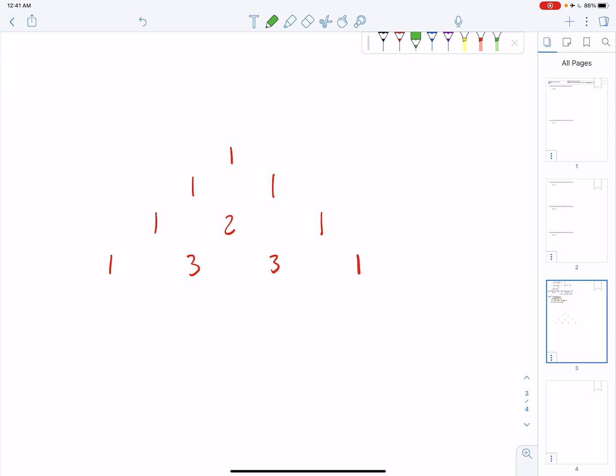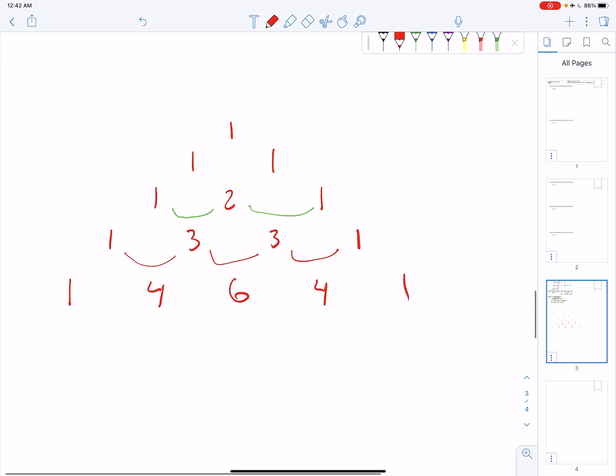So 1 plus 2 is 3, right? 2 plus 1 is 3. So you guessed it, I believe. You always start with 1 and end with 1, by the way. So this next one would be 1, and then 1 plus 3 is 4. 3 plus 3 is 6. 3 plus 1 is 4, and you end with 1. And so then you can see this one is going to be what? 1, 5, 10, 10, 5, 1.